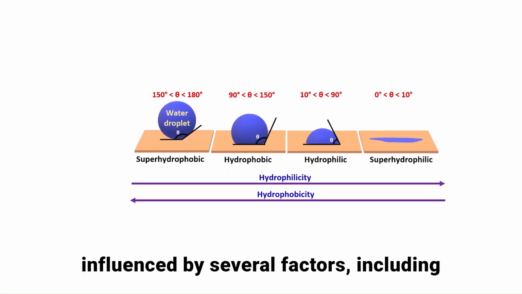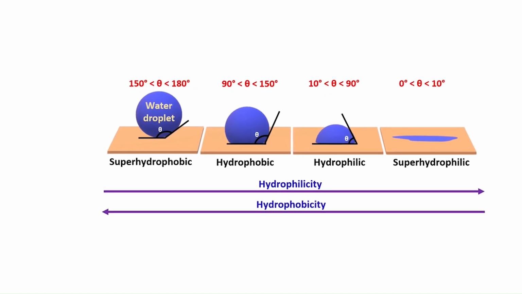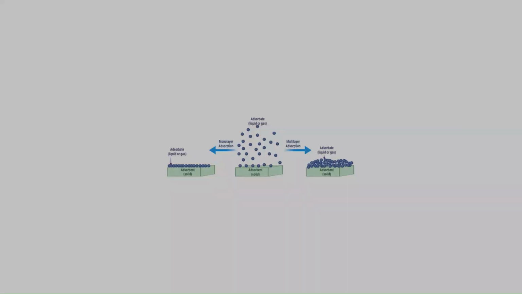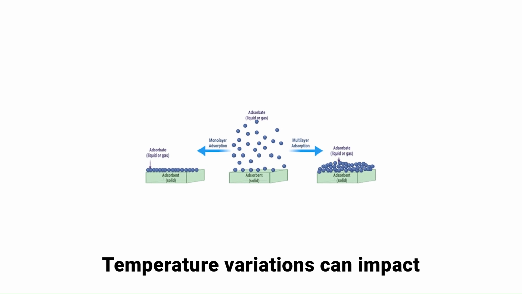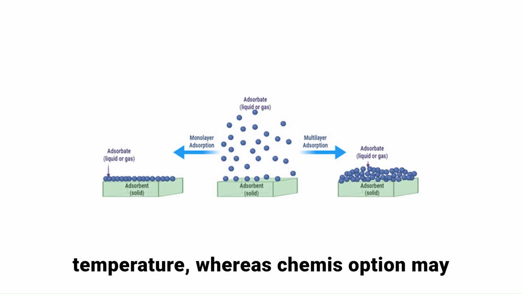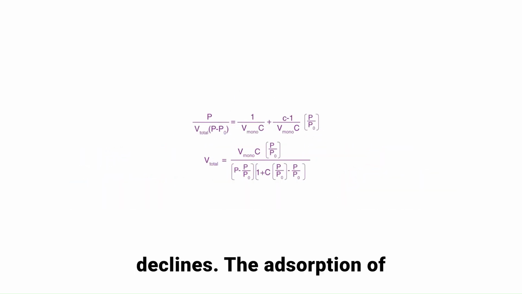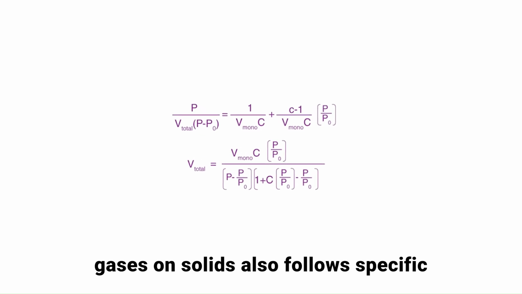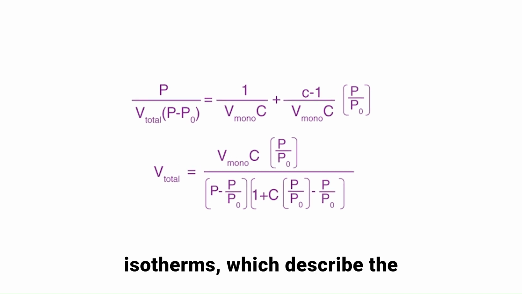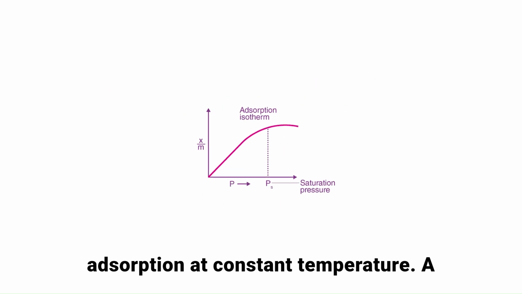Adsorption is influenced by several factors, including surface area, temperature, and pressure. A larger surface area provides more active sites for adsorption. Temperature variations can impact adsorption types differently. Physisorption decreases with an increase in temperature, whereas chemisorption may increase initially but eventually declines. The adsorption of gases on solids also follows specific mathematical models such as the Freundlich and Langmuir adsorption isotherms, which describe the relationship between pressure and adsorption at constant temperature.